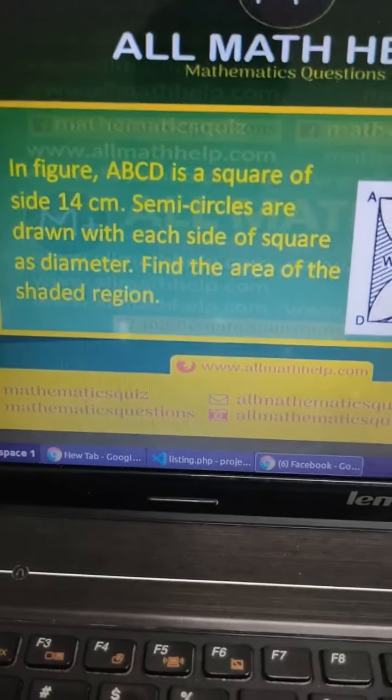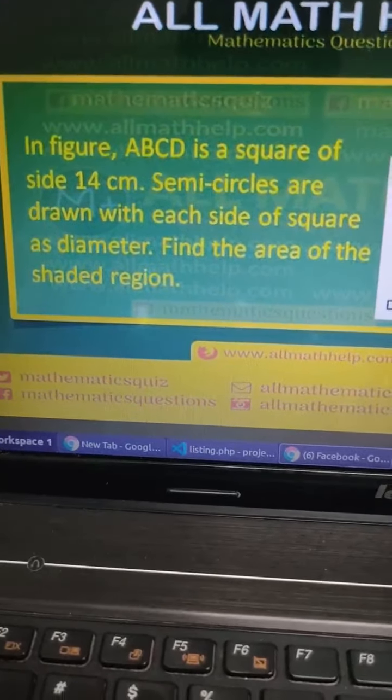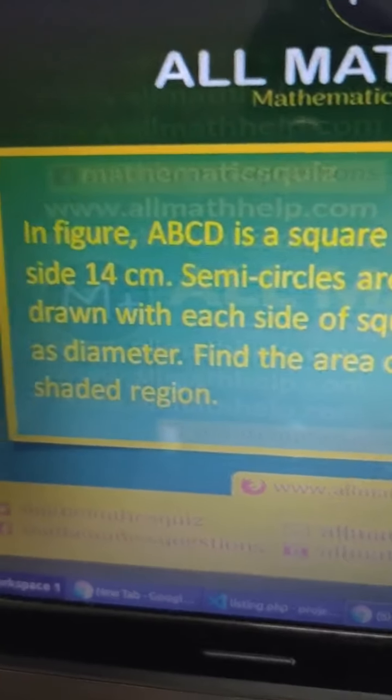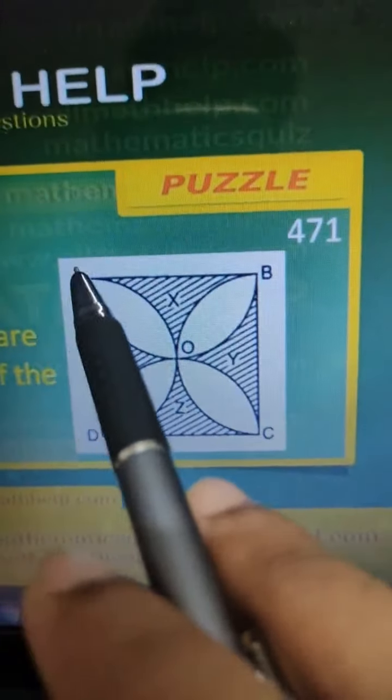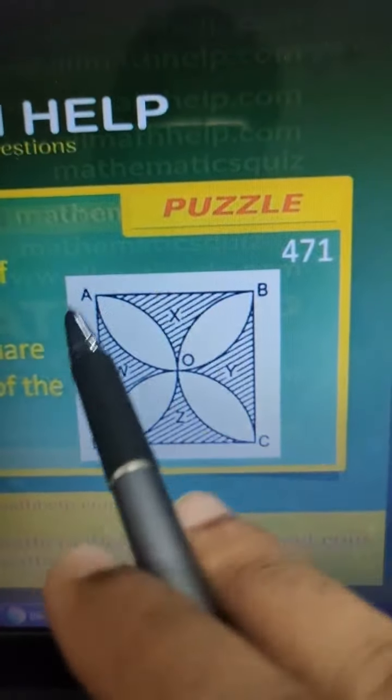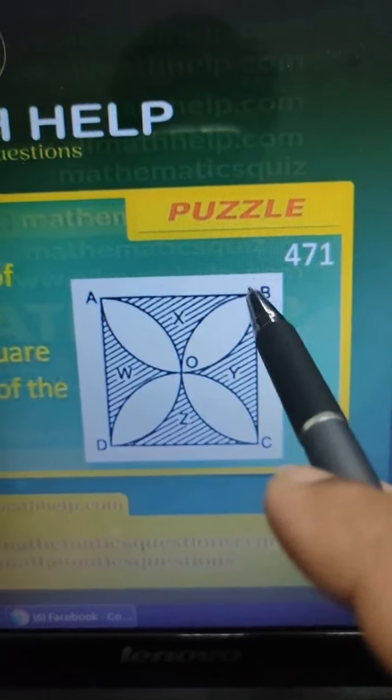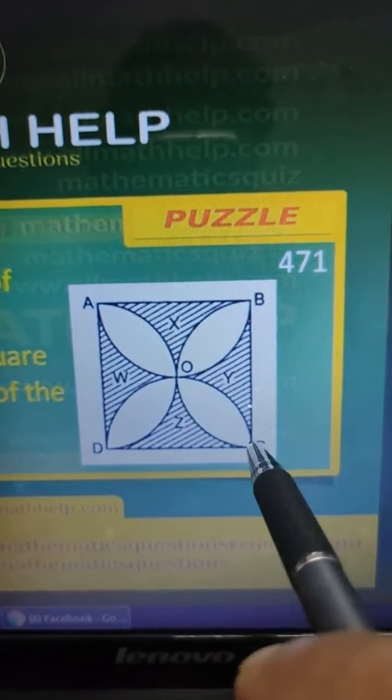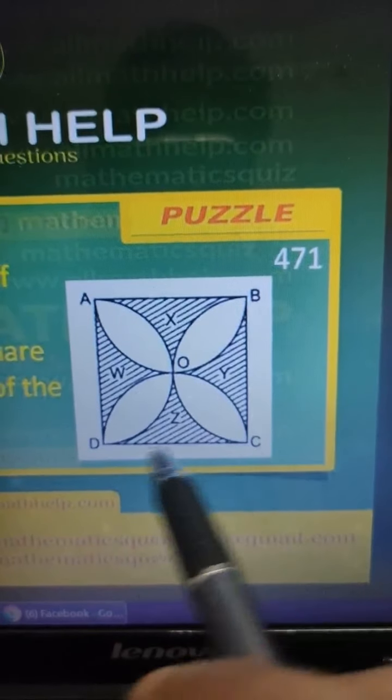Let's go on. So the question states, in a figure ABCD, it's a square of side 14 centimeter. ABCD is a square of 14 centimeter. This length is 14, and in a square we know all the sides are equal, so this is also 14, 14 and 14.